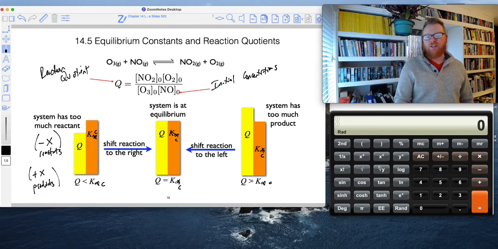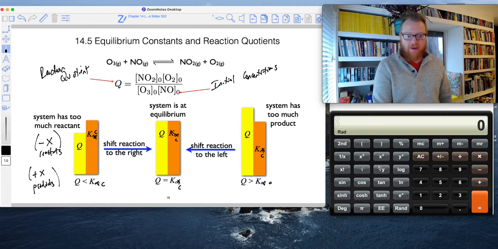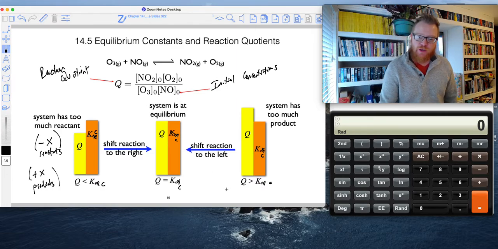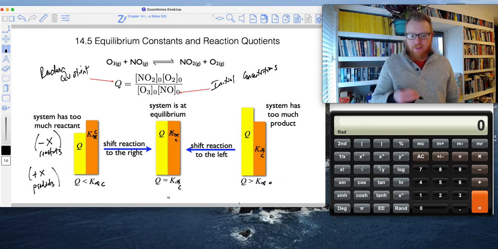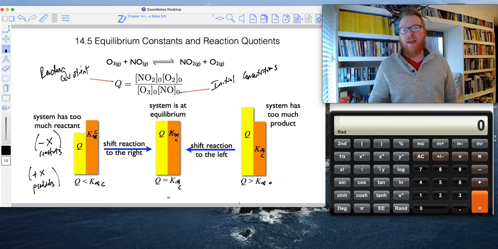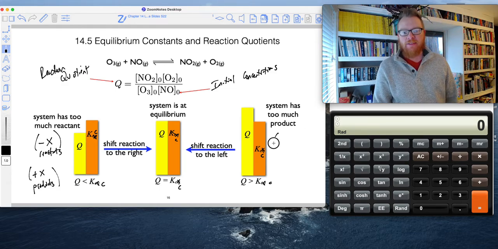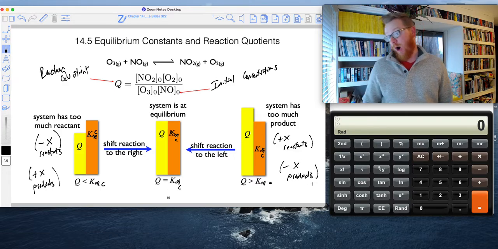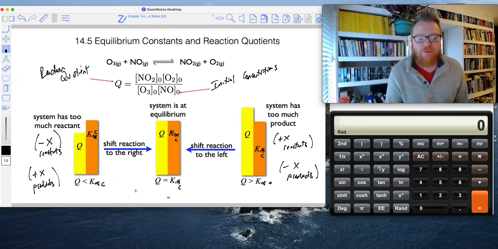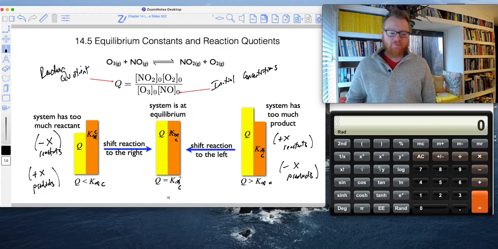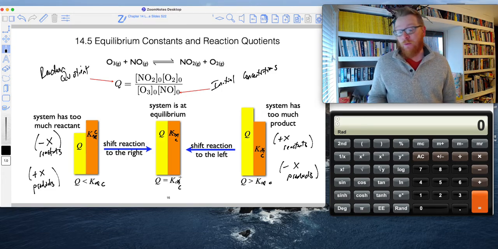What if Q is greater than K? Well, again, because it's products divided by reactants, if Q is greater than K, then that means there's too much product. The equilibrium is going to have to shift to the left, from the product side to the reactant side. So that means now it's plus X for the reactants, and it's minus X for the products. And of course, if Q is exactly equal to K, then the system is already at equilibrium and we don't have to do anything.